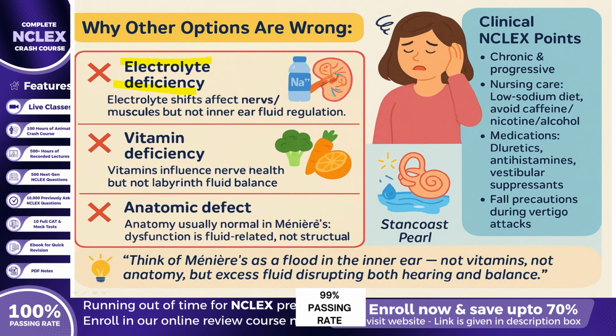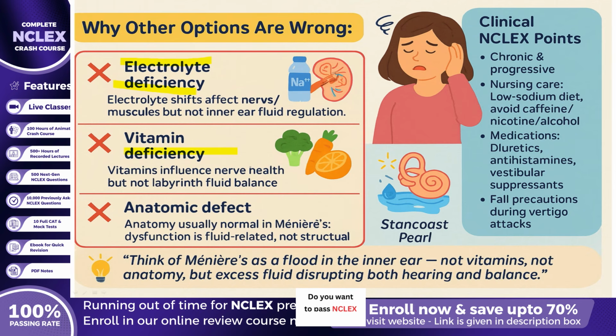Moving to option C, vitamin deficiency is also incorrect. Although vitamin deficiencies can contribute to neurologic conditions like neuropathy, they do not lead to the fluid dysregulation seen in Meniere's. Lastly, option D, suggesting an anatomic defect, is also wrong. Unlike congenital malformations or structural abnormalities of the ear, clients with Meniere's disease usually have normal anatomy. The issue is fluid balance, not fixed structural damage.